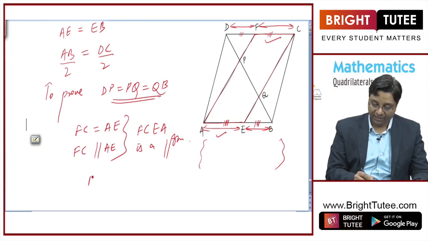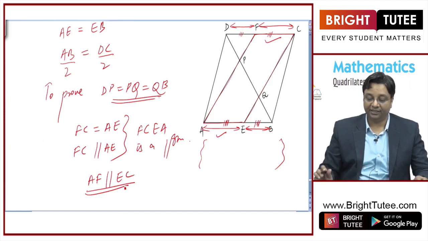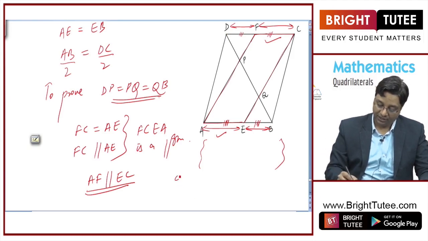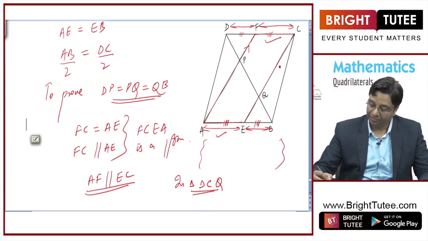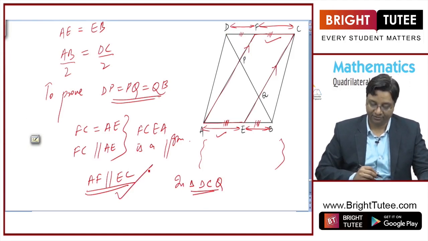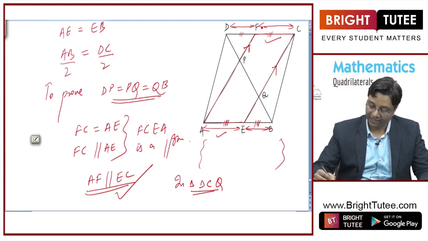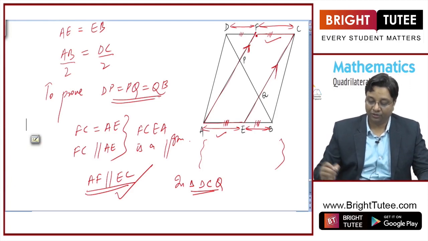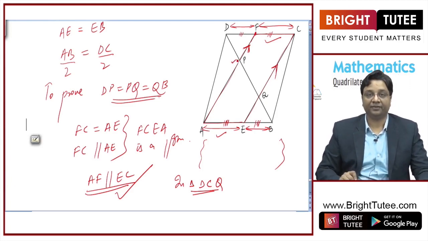So what can you say about line AF and EC? These will also be parallel. AF and EC will be parallel lines. Now you notice this triangle here, DCQ. In triangle DCQ, this line PF is parallel to QC because we have shown here AF is parallel to EC. So this segment of AF, that is PF, will be parallel to this segment of EC, that is QC. So these are parallel, and F is midpoint of DC. So what can you say about point P? P will be a midpoint of DQ by midpoint theorem or converse of midpoint theorem, right?